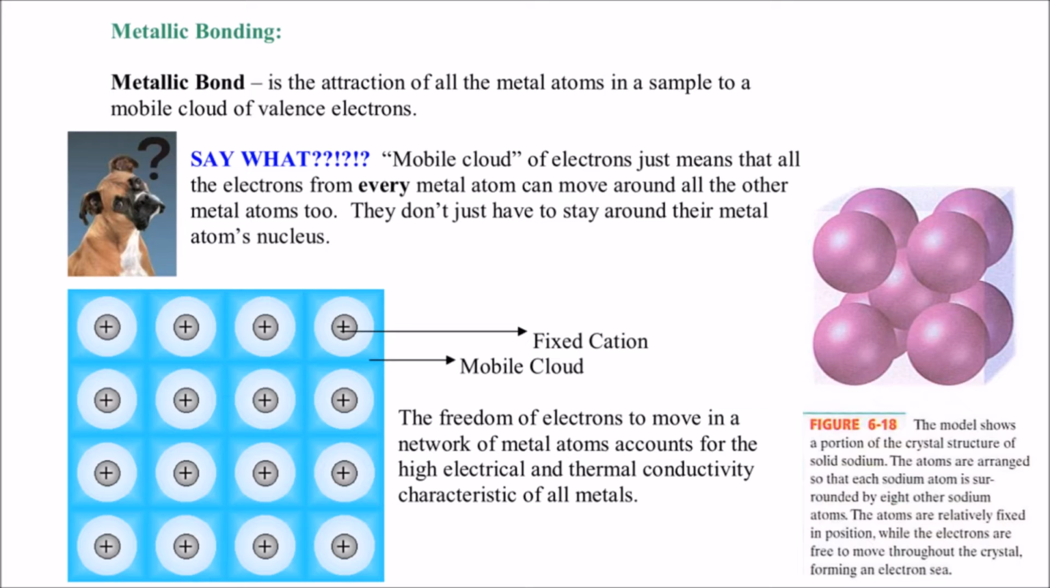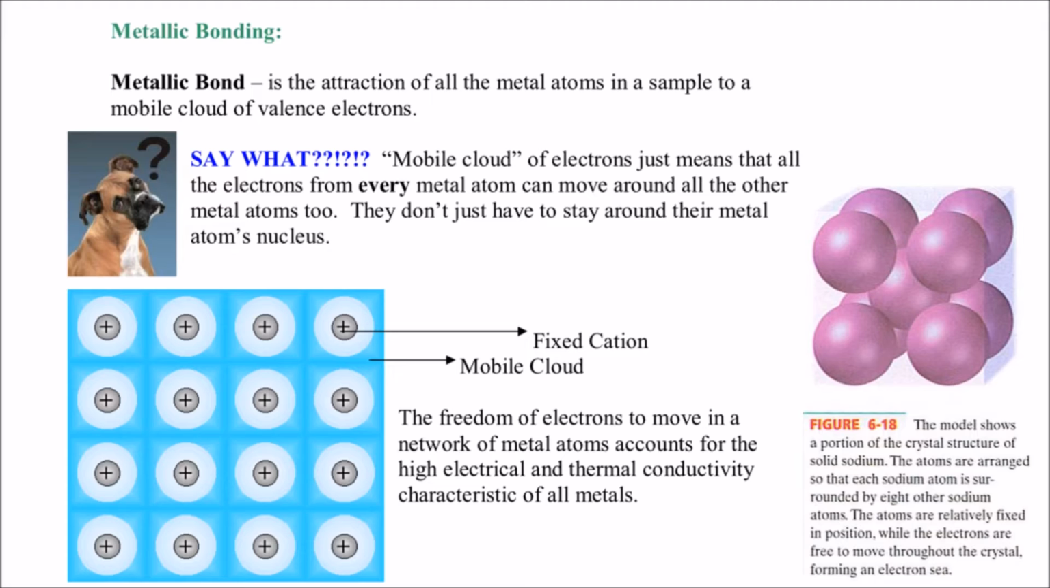Okay, the fourth and last type of bond is the metallic bond. Obviously, metallic bonds happen between metals. Metals or metallic bonds have what's called a mobile cloud of valence electrons. That mobile cloud of electrons just means that every single electron can move around every single metal atom. So they're not fixed like the electrons are in any of the other types of bonds.